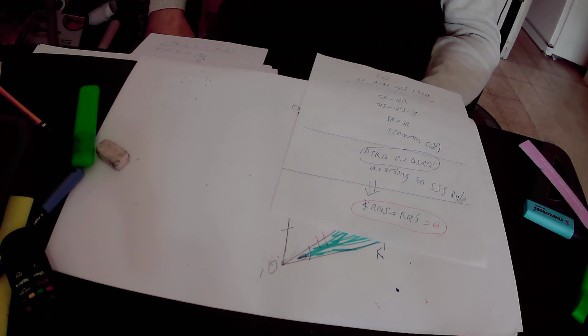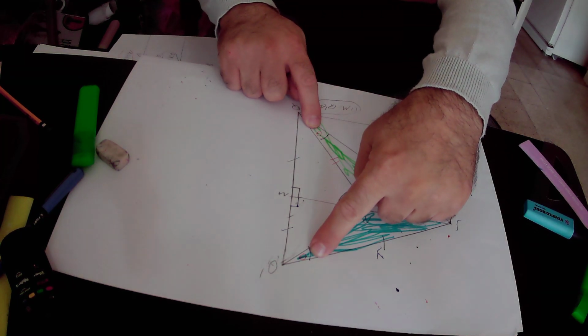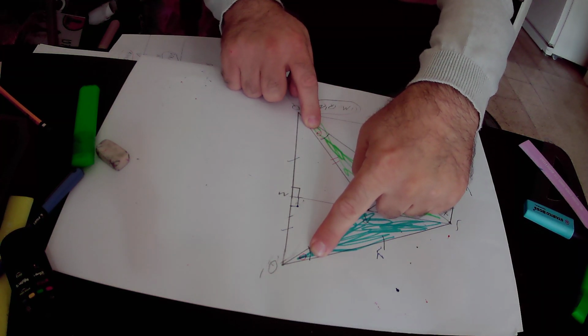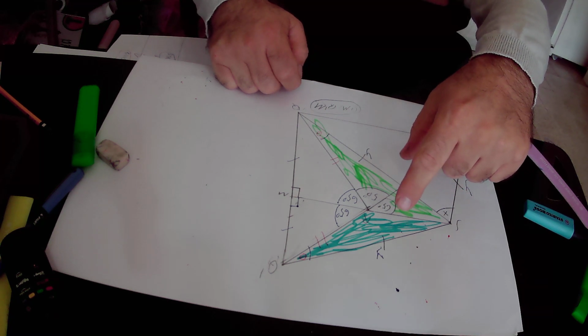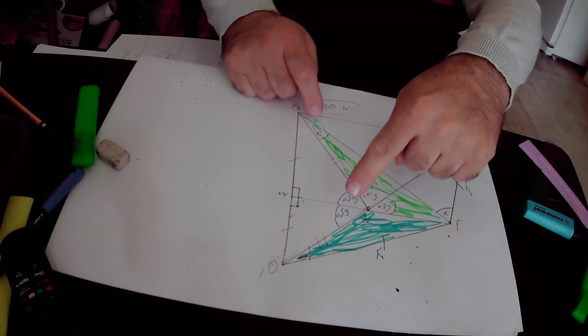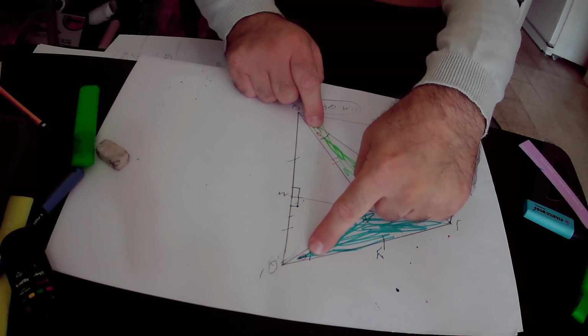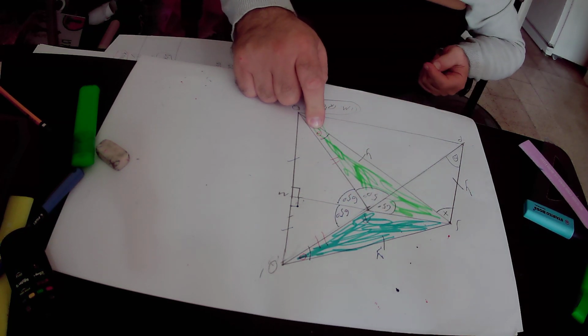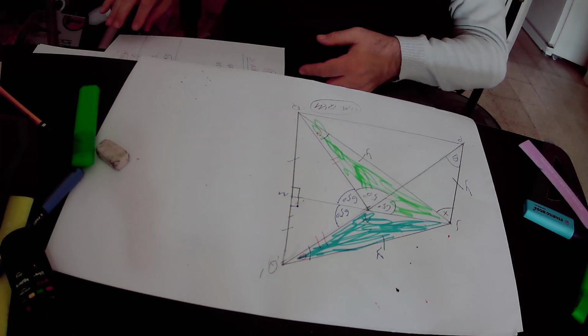From the fact that the green triangle is congruent to the blue triangle, we can conclude that those two angles are equal to each other according to the rule that corresponding angles in congruent triangles are equal to each other. So if one angle is theta, then the other angle will also be equal to theta. Okay?